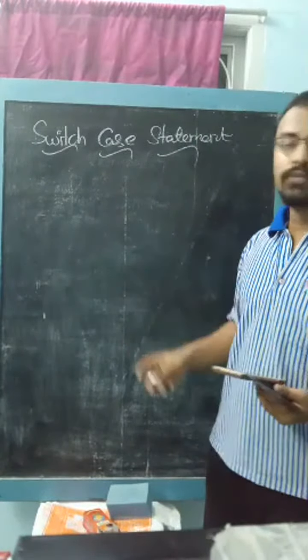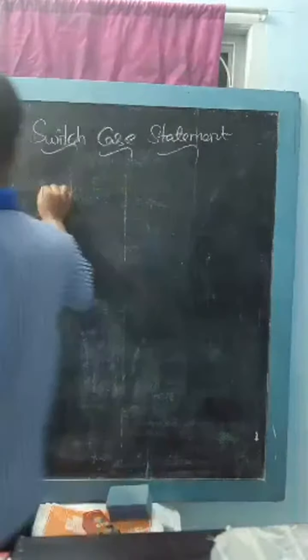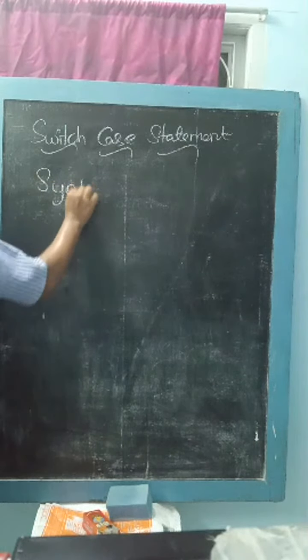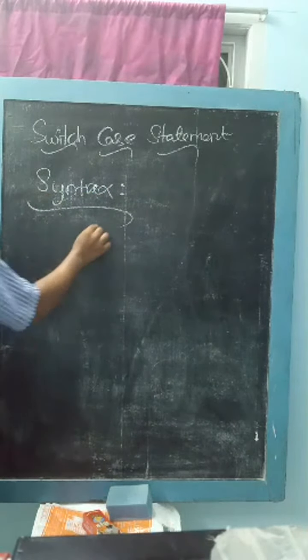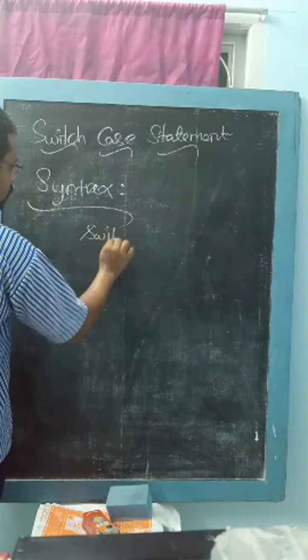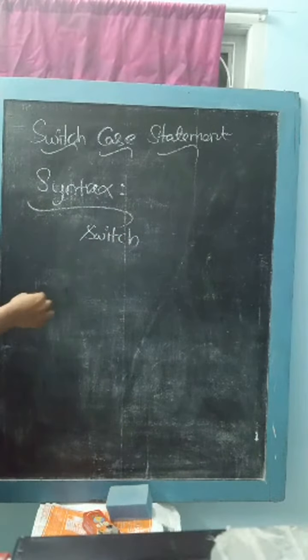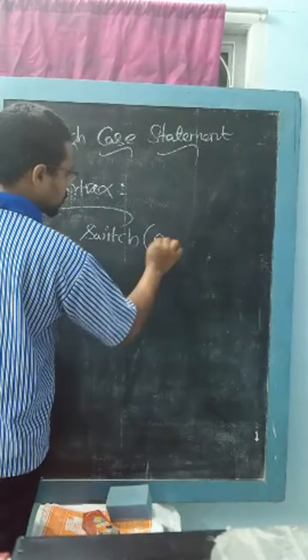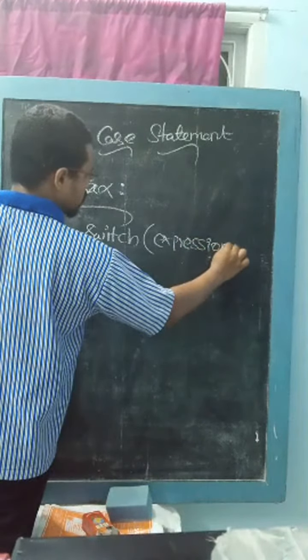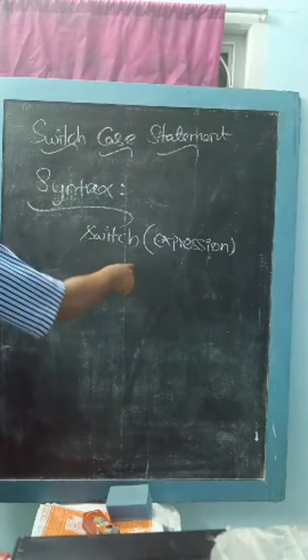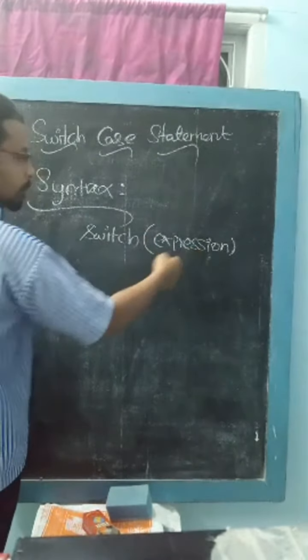Okay, shall we start from the syntax? Okay, I'm just starting the syntax. Switch is a keyword, so it should be in small letters. And then the expression. Switch is a keyword, and inside the brackets it should be an expression.